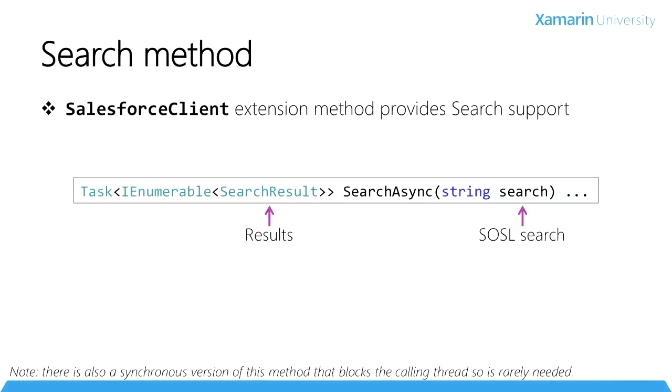From a C# coding perspective, SalesforceClient provides us with a search async method. You're going to pass your SOSL search string as a parameter to this method, and it will return an IEnumerable of search result. Keep in mind there is also a synchronous method available, but you probably want to use the async version to make sure that you do not block the main UI thread as you execute your searches.